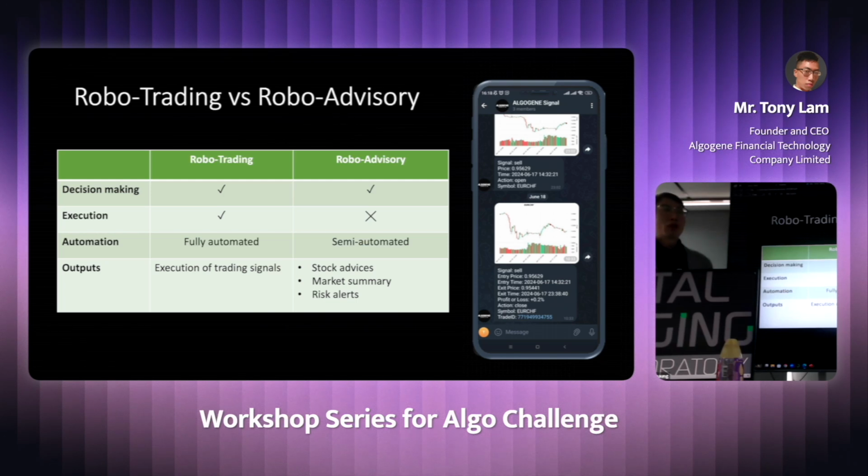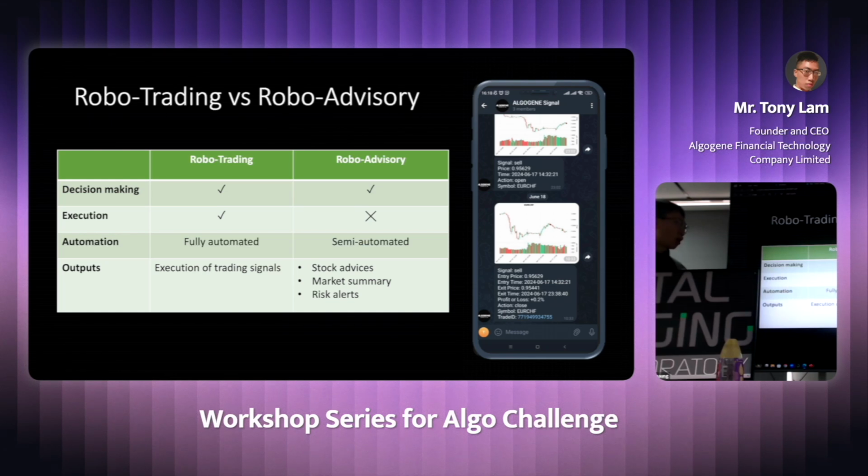So you probably heard of Global RIC, because several banks in Hong Kong have already announced some Global RIC products. But what is the difference between Global RIC and algo trading? You can refer to this slide. As we mentioned before, algo trading handles two parts. One is decision making, the second part is execution. So for Global RIC, it basically only handles decision making. For example, you can analyze the market and provide some trading signals. We can provide some market summary and some risk knowledge.